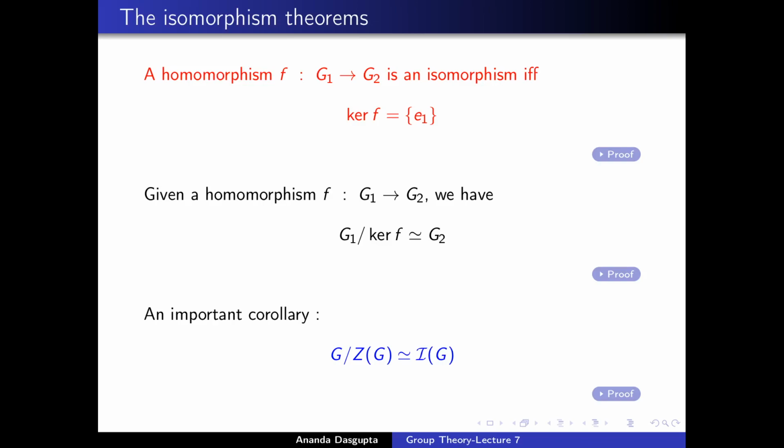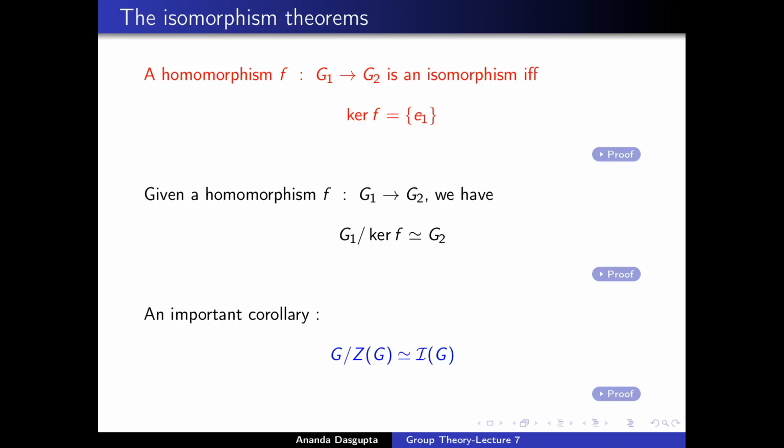So the way in which we are going to prove this is basically we are going to construct a homomorphism between capital G and curly I of G and show that this homomorphism has a kernel which is the center of the group. And then, of course, the result would follow trivially from the first isomorphism theorem.